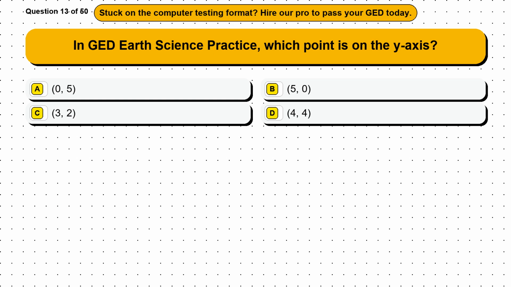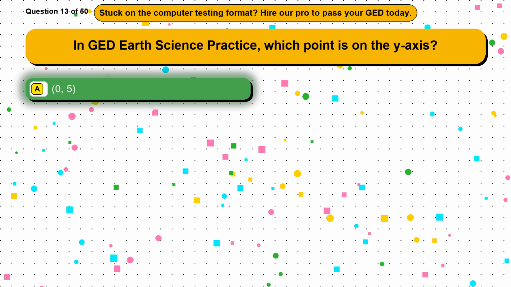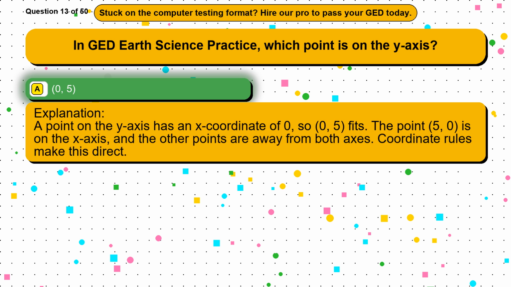Question 13. In GED Earth Science Practice, which point is on the y-axis? Option A, (0, 5). Option B, (5, 0). Option C, (3, 2). Option D, (4, 4). The correct answer is option A, (0, 5). A point on the y-axis has an x-coordinate of 0, so (0, 5) fits. The point (5, 0) is on the x-axis, and the other points are away from both axes. Coordinate rules make this direct.